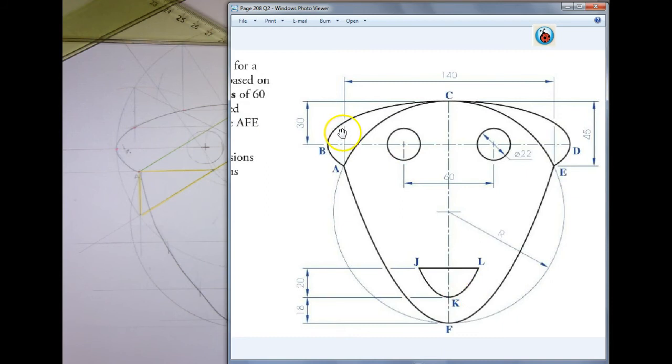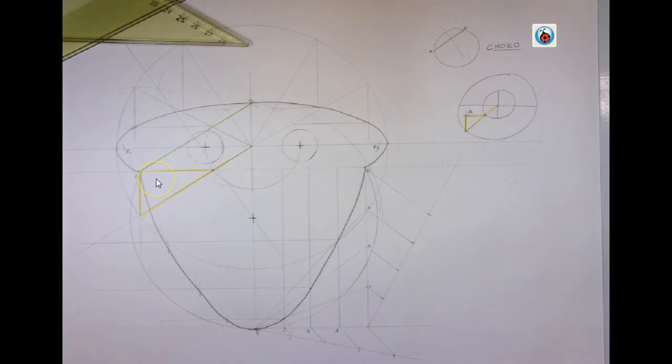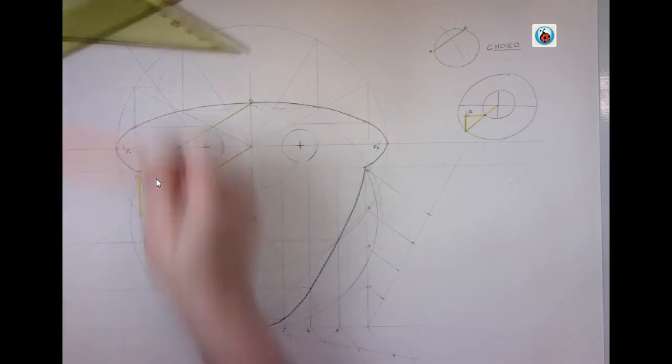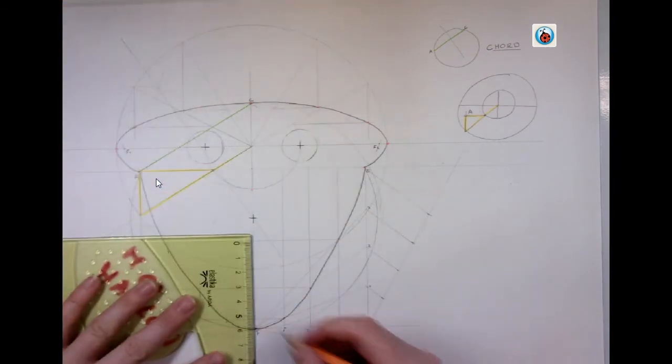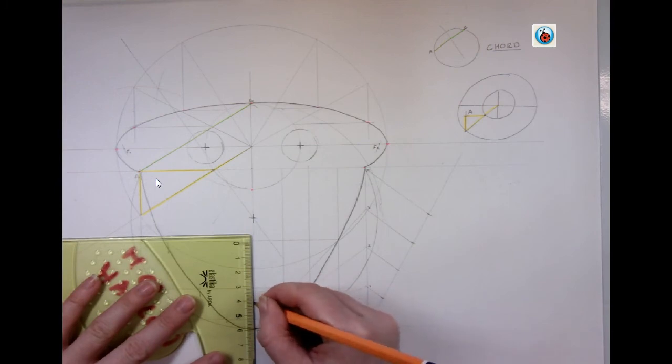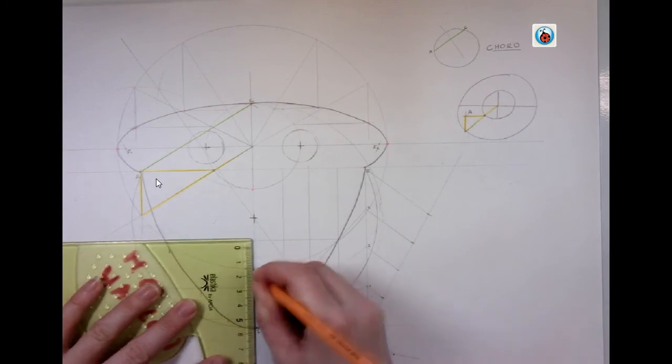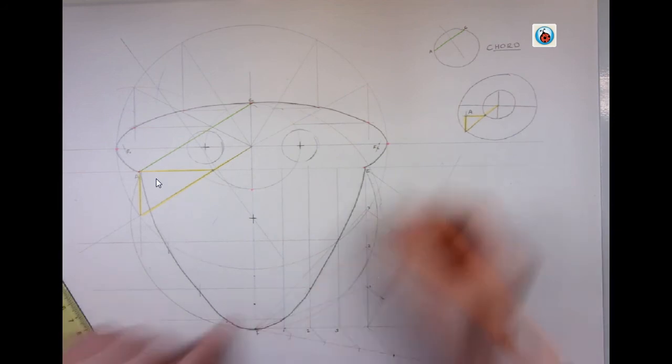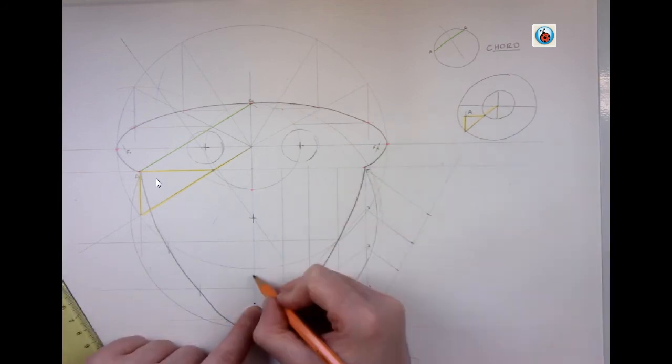So this ellipse is the exact same as this ellipse. I'm told to come up 18 and I'm told to come up 20. I am not told any distances here, so I need to find them. So I have an 18 and a 20. So down here, 18 and 20. Okay, so this point is the exact same as this point.